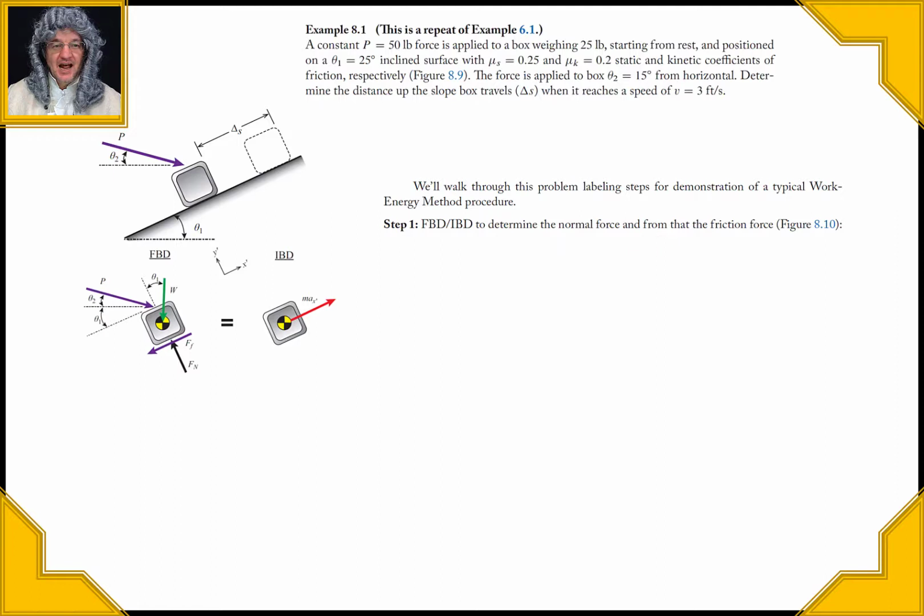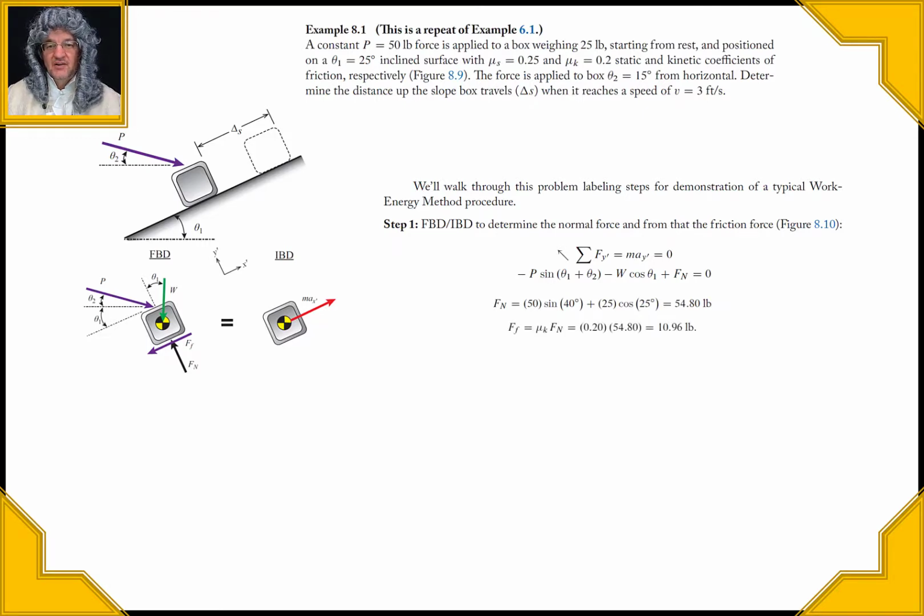where step 1, we want to make an FBD and an IBD, and then figure out what the normal force is going to be. Right, so we went through this before, and we get that same 54.8 pounds. So look back at class 6 where we talked about this a little bit more. And we also said in class 6 that we had to decide whether it was going to move or not. We're going to go ahead and skip that because we already decided this force was sufficient to push it up the slope, to overcome that static friction. Right? So we find what the friction is going to be using the kinetic friction, that 0.2 coefficient of friction. And now there's no dependent motion, so we can skip, right? It might have been a pulley problem, but this is not a pulley problem.